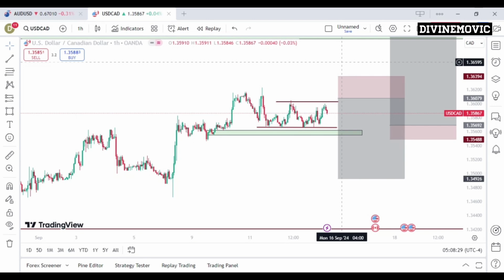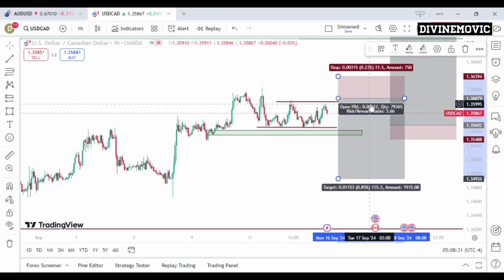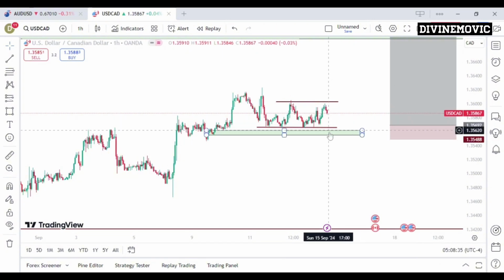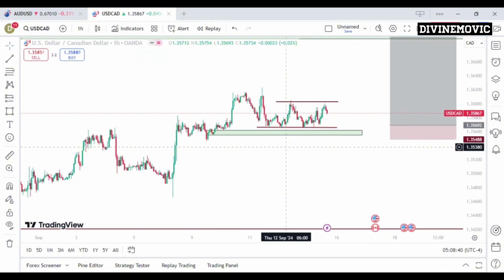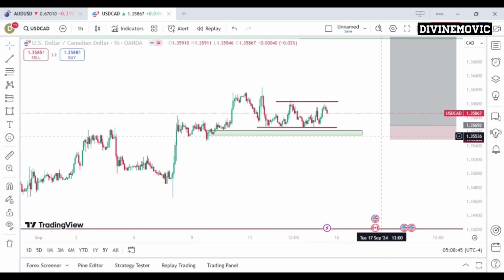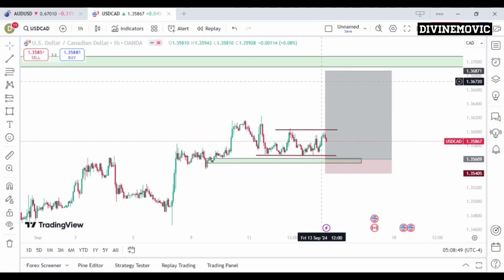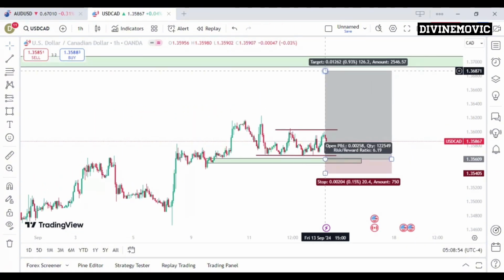So basically, my overall analysis for USD CAD is to simply wait for price to open tomorrow, being Monday, and sell to the downside, because I can see plenty of liquidity at the downside here. Price is going to sell to the downside, then I'm going to look for a buy opportunity to this high here. That will be all for USD CAD.